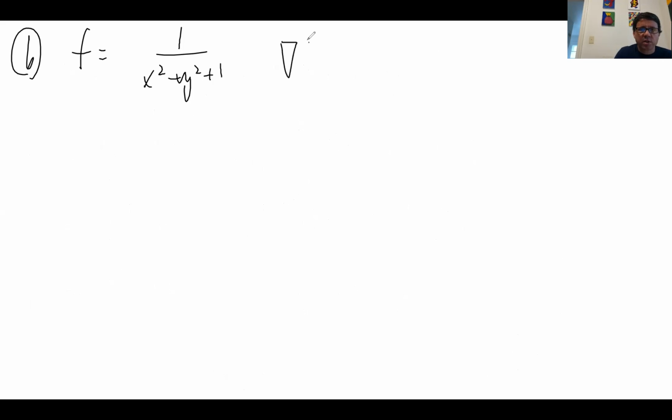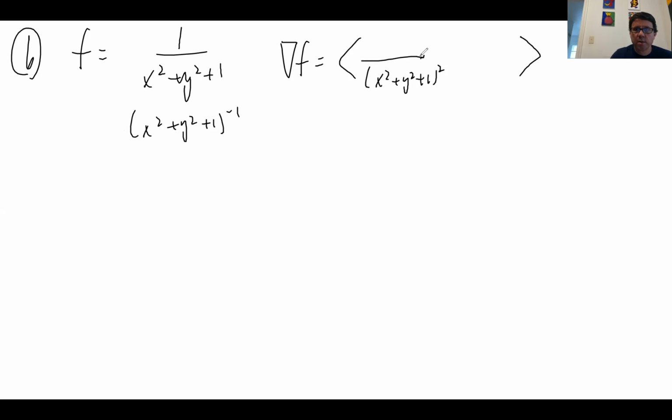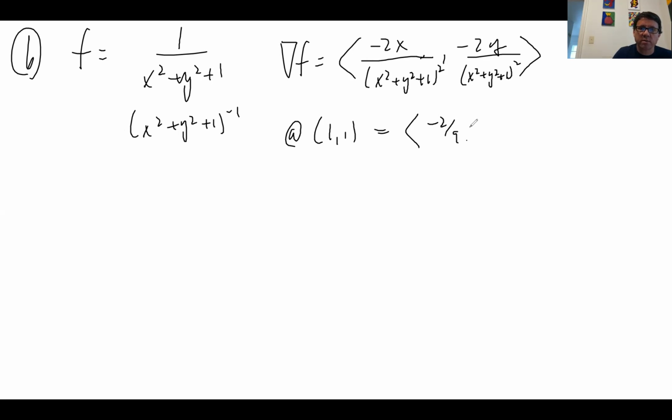The gradient function is you do each of the separate derivatives. So you can rewrite that as (x squared plus y squared plus 1) to the -1. So when you take the derivative, you've got -1, this thing to the -2 power, which means it's going to be on the bottom squared. And then the top will be minus, and then you take the derivative of the inside, which is 2x. Similarly, you'll get -2y over (x squared plus y squared plus 1) squared. So that's the gradient. At the point (1, 1), you just plug in 1, 1. This will be -2/9, -2/9.